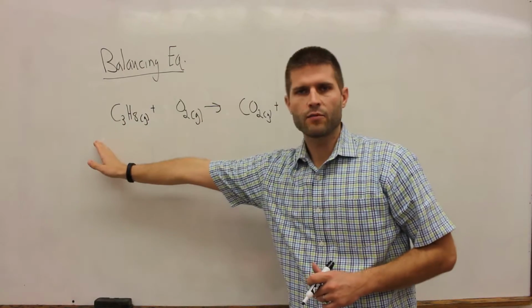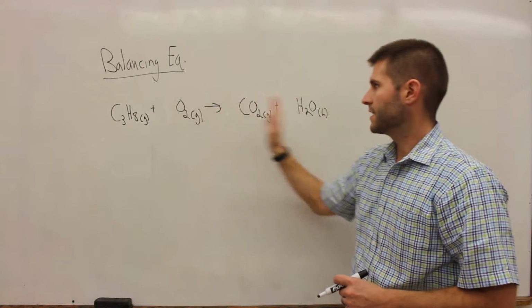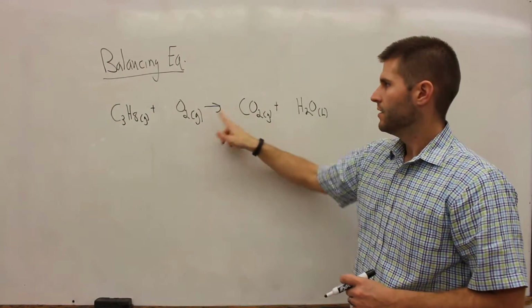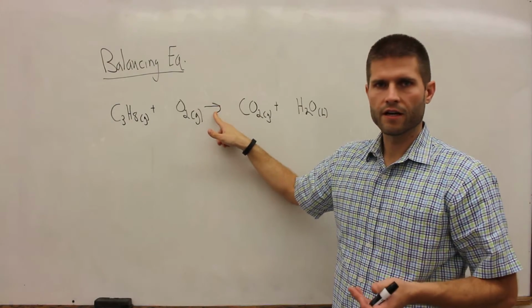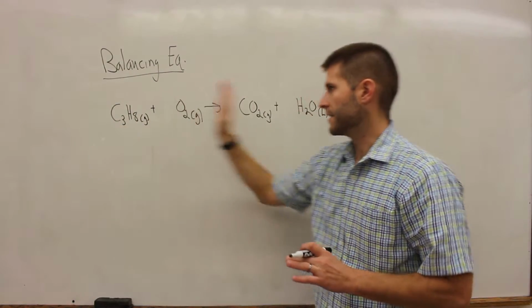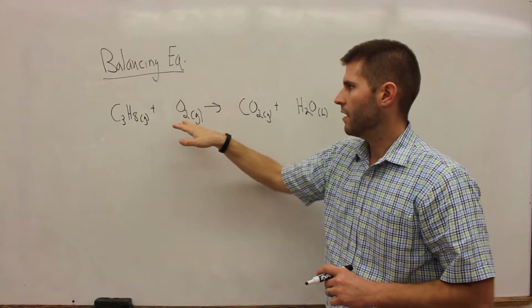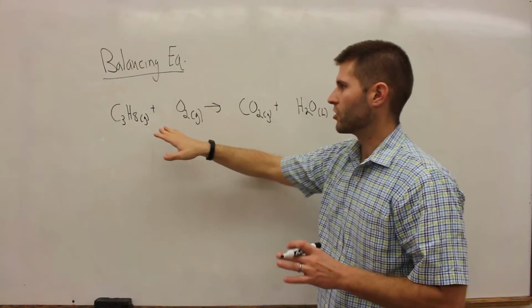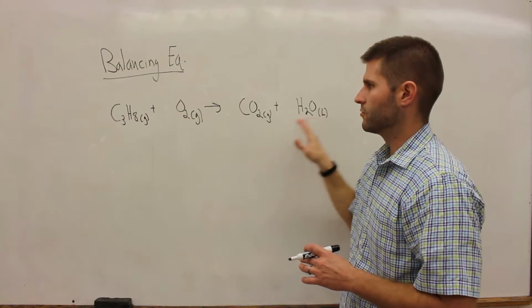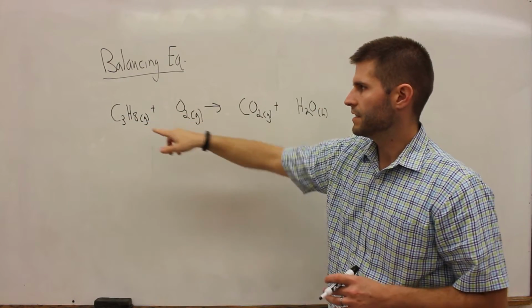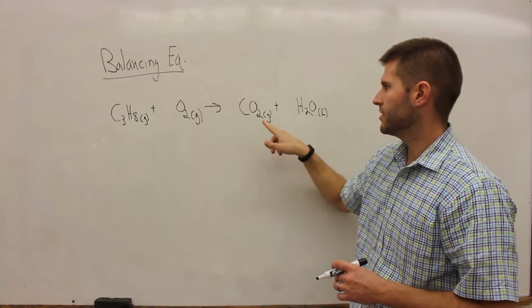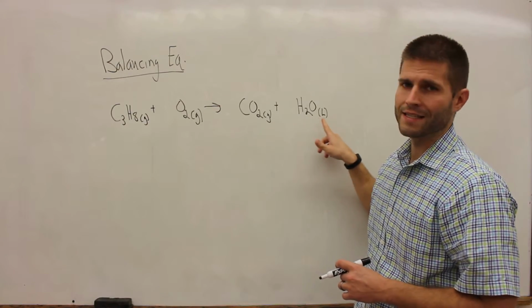Over on the left side we have the reactants. Over on the right side of the arrow we have the products. This arrow in the middle is called the yield arrow, and it just leads from reactants to products. You'll also notice that there's a subscript with a letter on each of the molecules here. The C3H8 has a G, the O2 has a G, the CO2 has a G, and the H2O has an L.